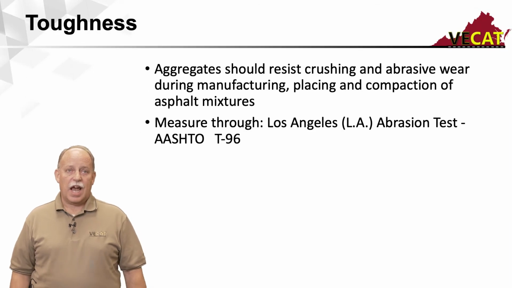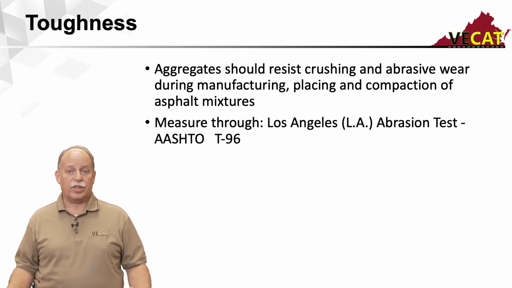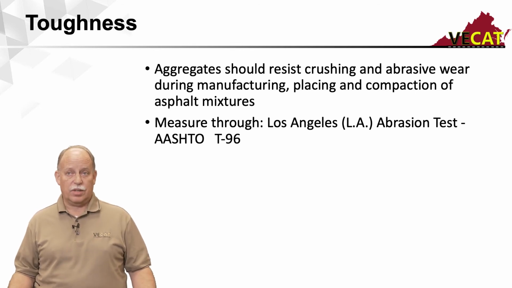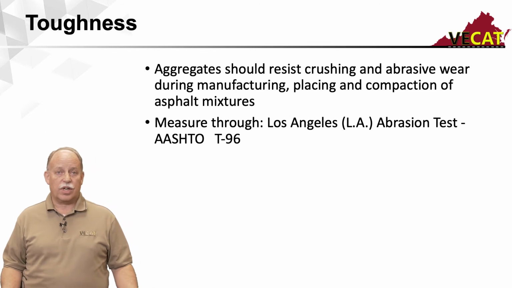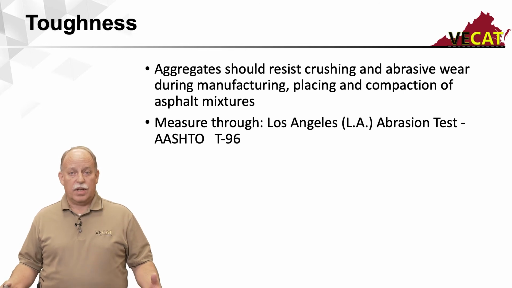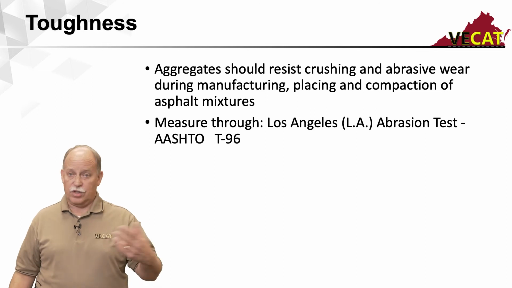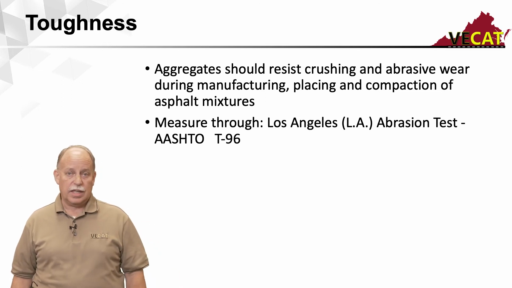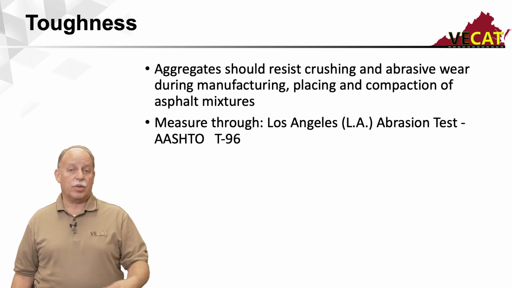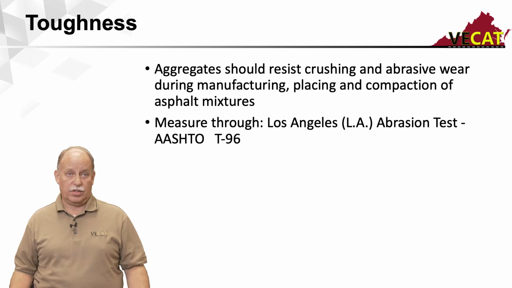Toughness. Aggregates should resist crushing and abrasive wear during manufacturing, placing, and compacting of those mixtures. So they have to be relatively tough. We don't want them to break down easily during those processes. And that's measured through a test called the Los Angeles abrasion or the LA abrasion test. It's basically a drum, and you put your aggregates in the drum, and then you put these steel balls inside that drum, and you turn it, and it runs a certain number of revolutions. Those balls beat that around, and they determine just how much that aggregate is going to break down. So therefore, it determines the toughness of that aggregate.